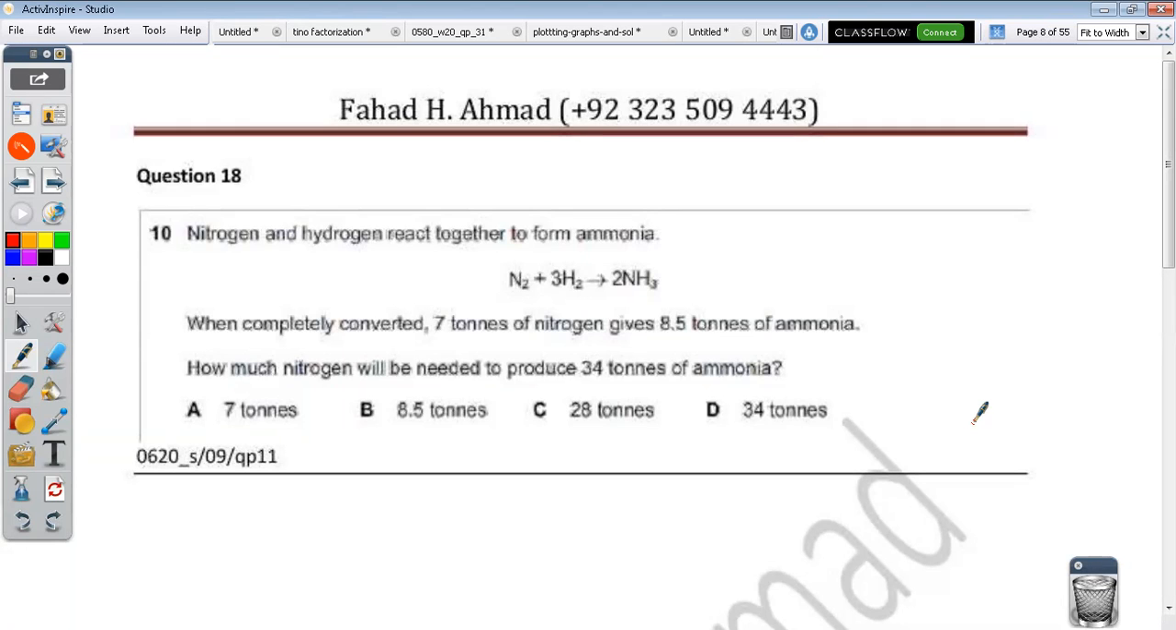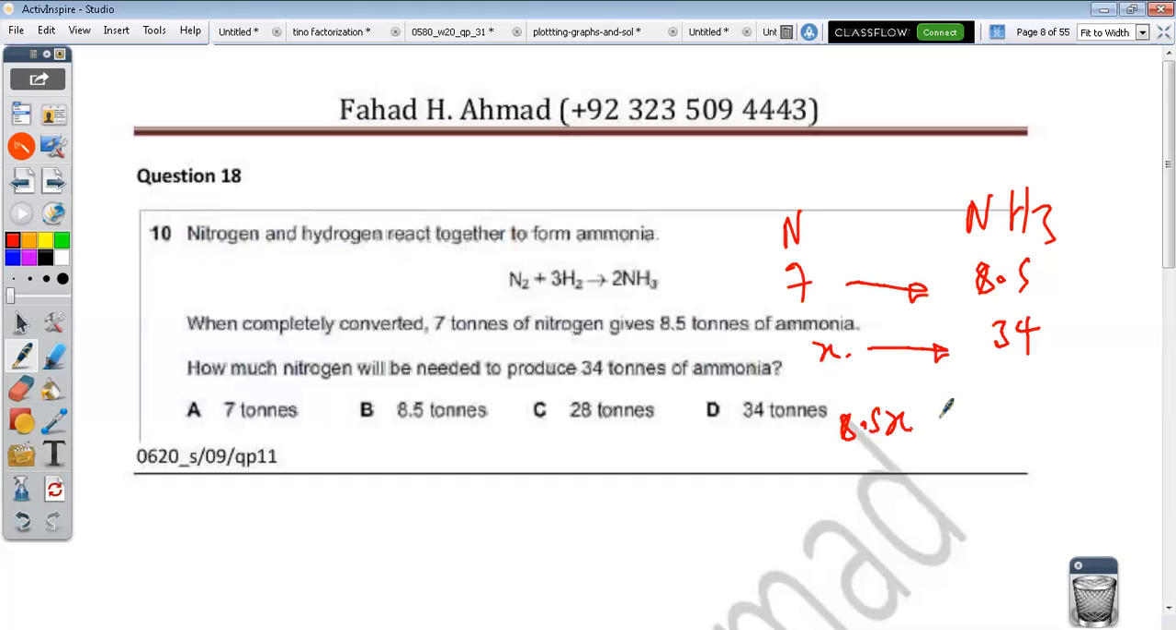So this one you can do from the symbols, nitrogen and ammonia. We are saying we need 7 kgs to be able to produce 8.5, clear? Then we are saying how much nitrogen, x, to produce 34. From mathematics, you can simply cross multiply that, and you have 8.5x is equal to 34 times 7. Simple math. Divide by 8.5 both sides. You don't need chemistry for that. Clear?